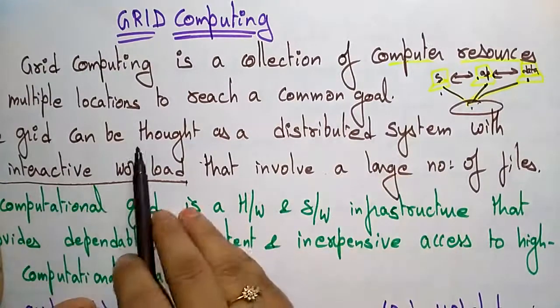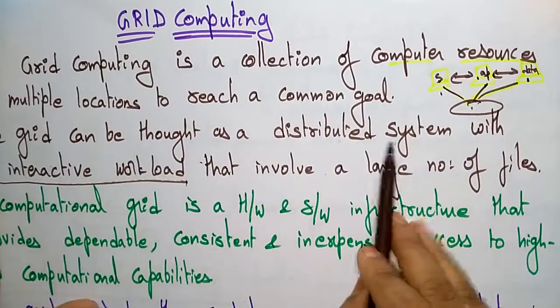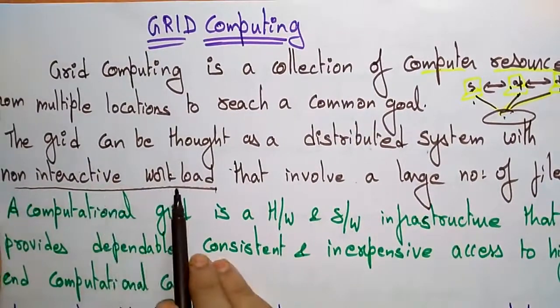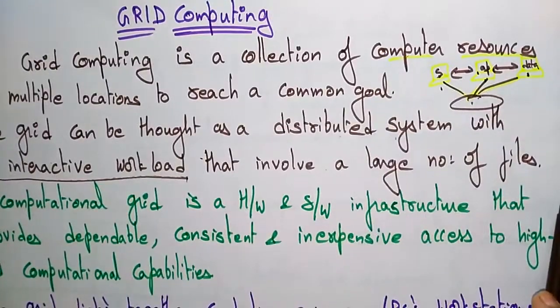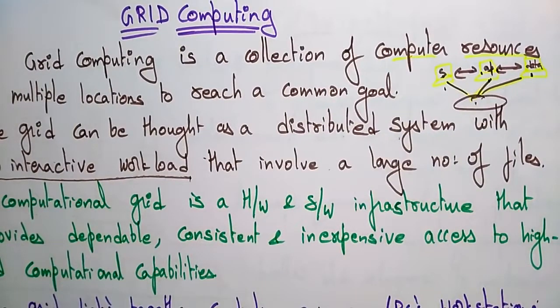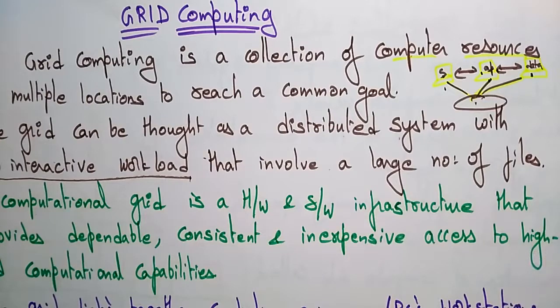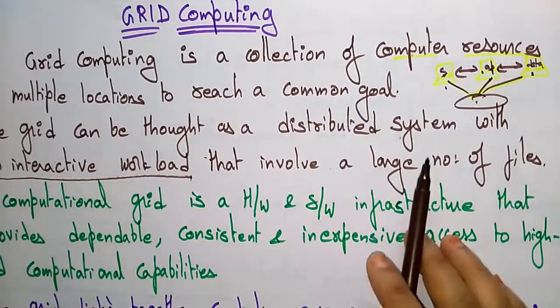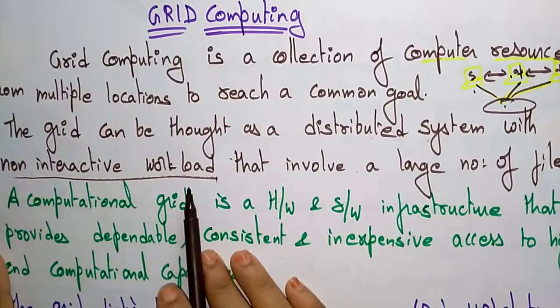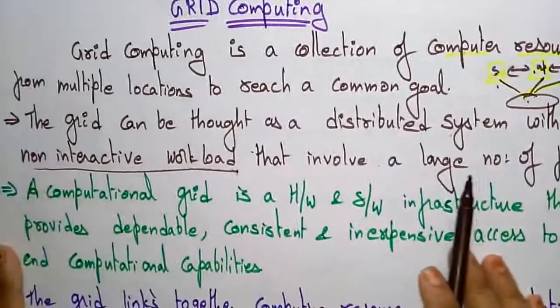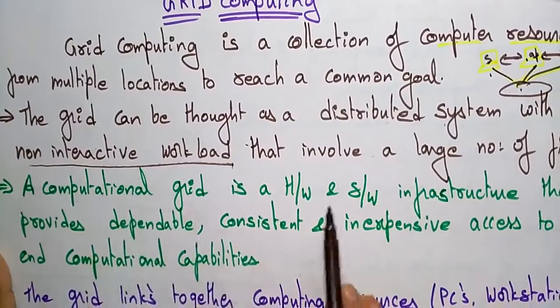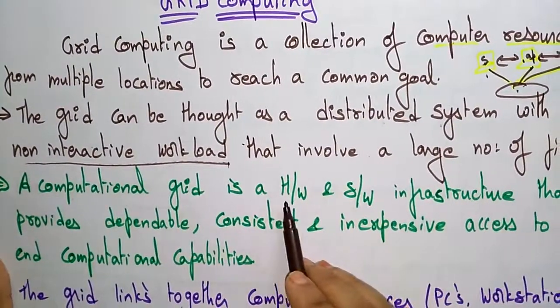Whereas a grid can be thought of as a distributed system with a non-interactive workload that involves a large number of files. So the concept for grid and distributed is the same. Here also in the grid, different computer resources from multiple locations finally work to achieve the same goal. But the main thing is that in a grid computing system, there is a non-interactive workload that involves a large number of files.